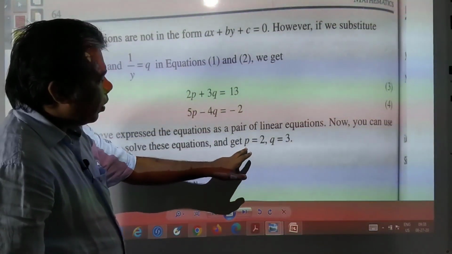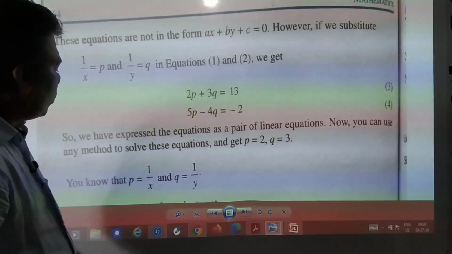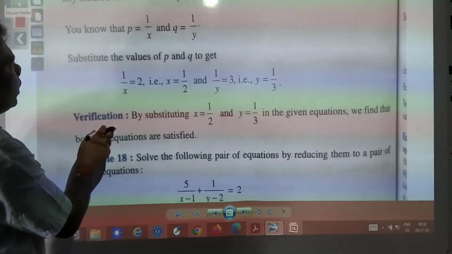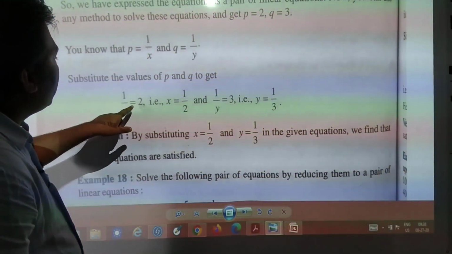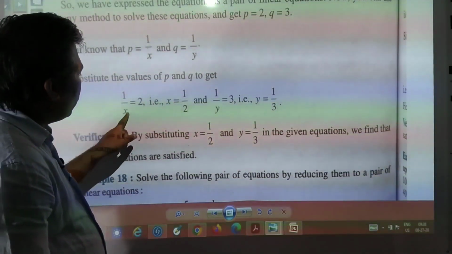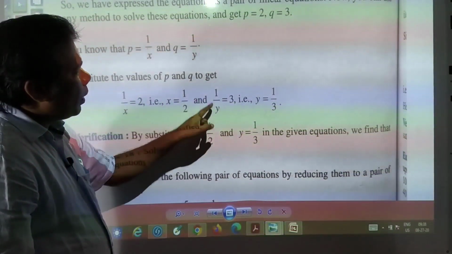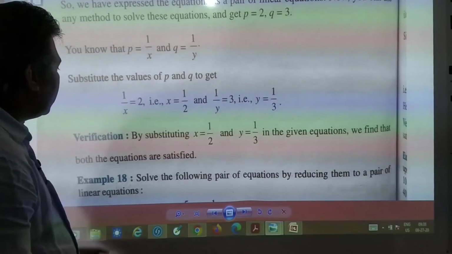So suppose you have got p is equal to 2 and q is equal to 3. Already you know how it is to be found out. Now after getting p and q, that is required to be replaced. P is equal to 1 by x we have assumed, so 1 by x is equal to 2 and therefore x will be equal to 1 by 2, and 1 by y is equal to 3, and that's why y will be equal to 1 by 3.